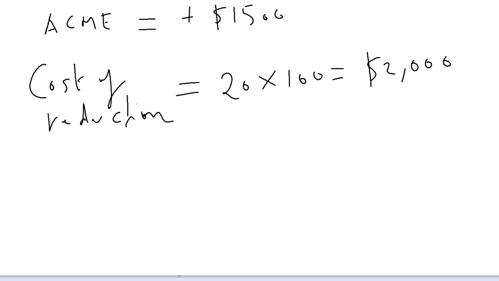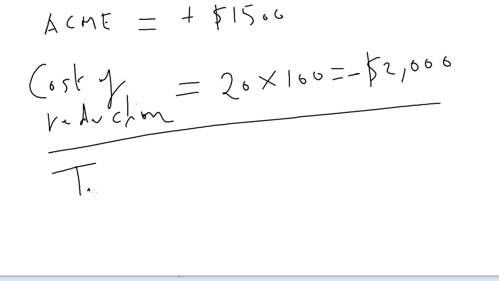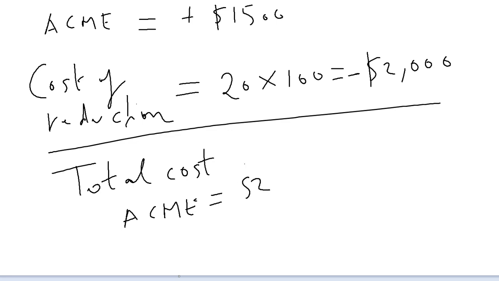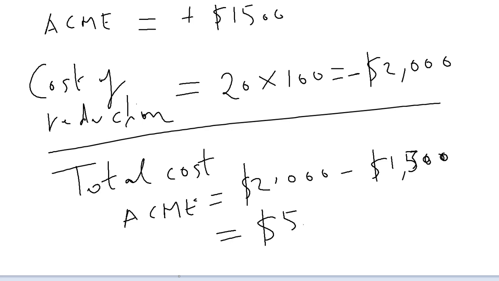Okay, so this here, let's put a negative sign in front of it to show it as a cost. So the total cost to Acme is simply going to be $2,000 minus the $1,500 that they earned from USC, which of course equals $500.